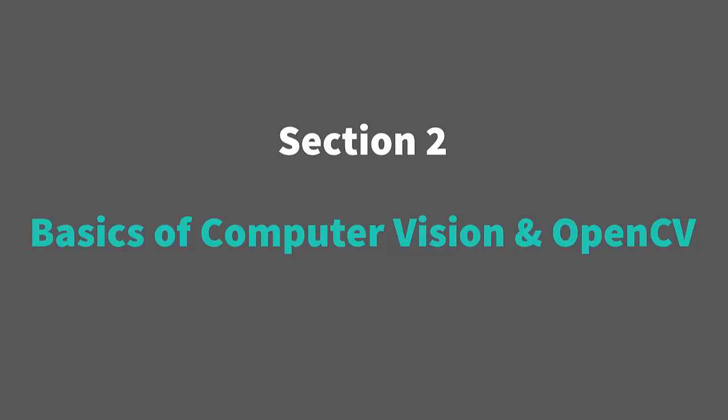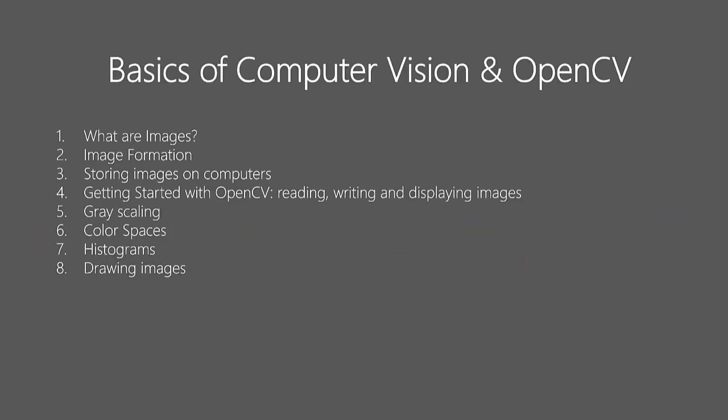Hi, and welcome to section 2 of this course, where we're going to take a look at the basics of computer vision and OpenCV. So I will just briefly go over the topics we're covering in this section. So firstly, we're going to take a look at what exactly are images and how are they formed. After that, we're going to look at how images are stored on computers.